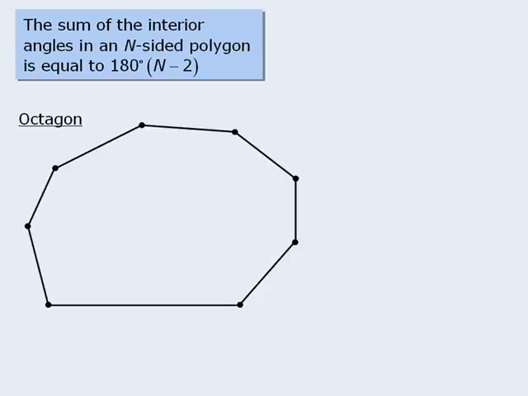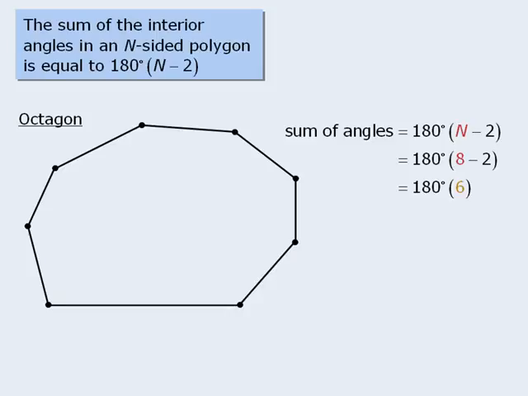So for example, if we want to find the sum of the angles in an 8-sided octagon, we will apply our formula. In this case, the number of sides n is equal to 8, so we will plug this into our formula to get 180 times 6, which is equal to 1080. So the sum of the angles in an octagon is equal to 1080 degrees.